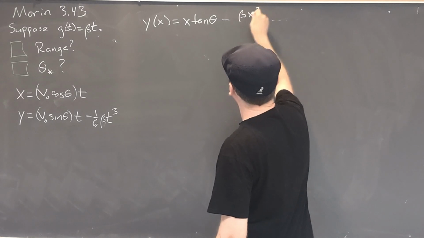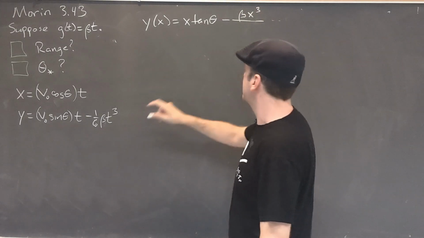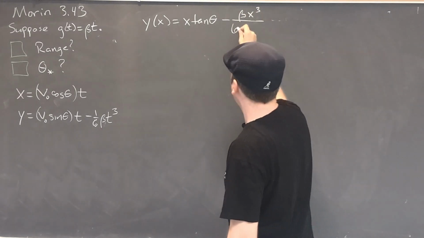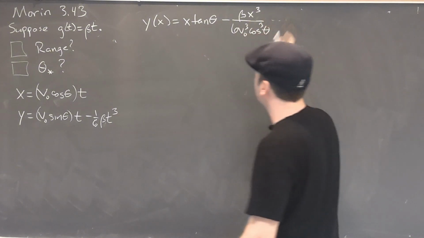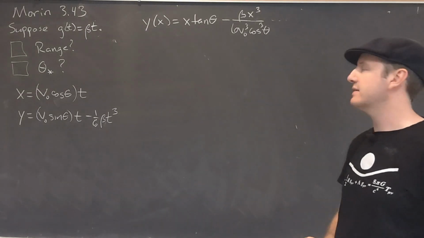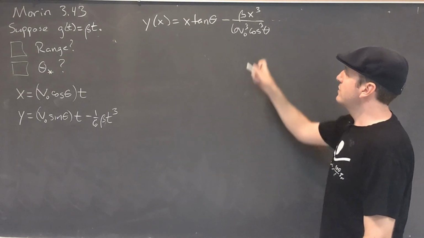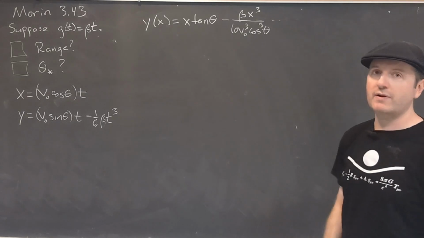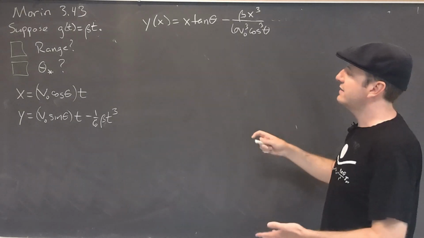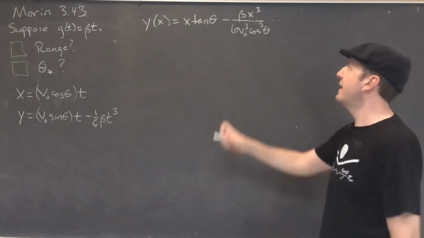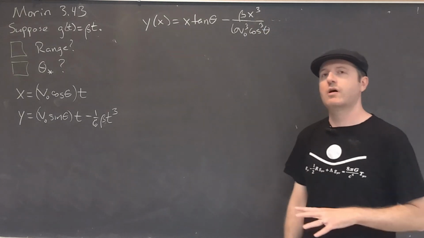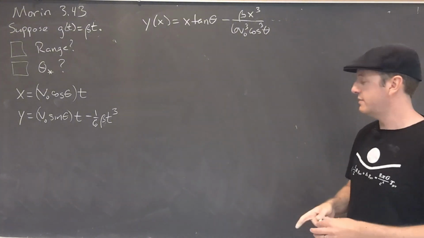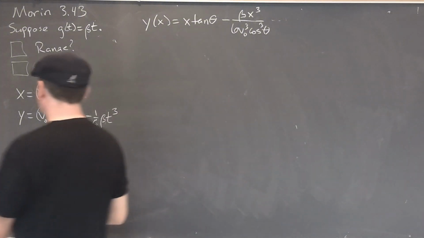I've got a 6 in the denominator and I'll have a v naught cubed cosine cubed theta. I could rewrite that as a secant cubed if we want, but let's leave it like this. So this second term is a little different than normal, but it sort of follows what you'd expect, except now instead of an x squared, I've got an x cubed. That means my trajectory is no longer a parabola. You can see that this is going to be a cubic trajectory.